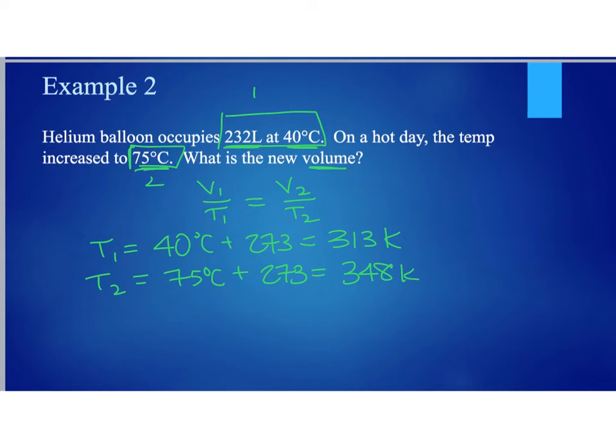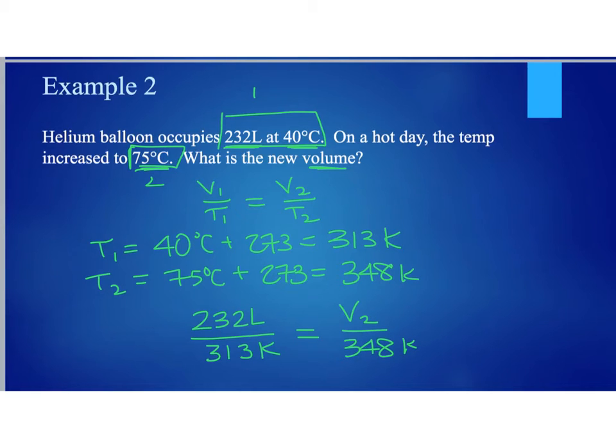So now that I've converted my temperatures, all I have to do is plug my numbers into the given equation. So my volume 1 was 232 liters divided by my 40 degrees Celsius, which is really 313 Kelvin. This is going to equal my volume 2, which I do not know, divided by the 348 Kelvin. Now you have 3 known values and 1 unknown value, so you can go ahead and solve this algebraically.